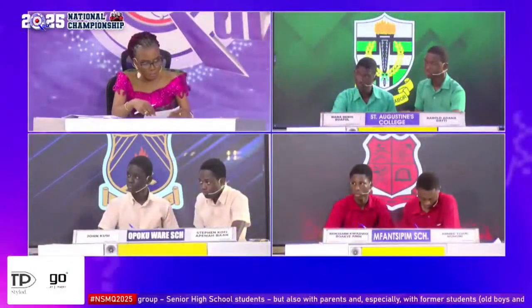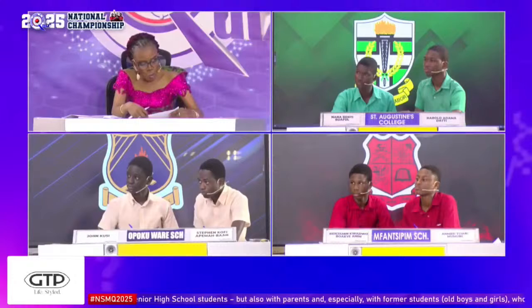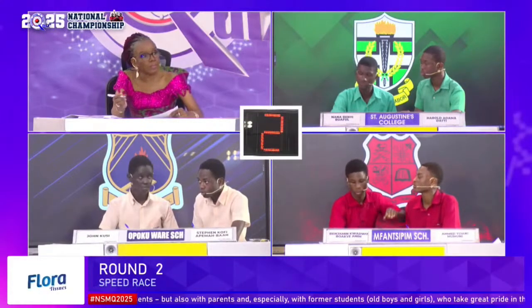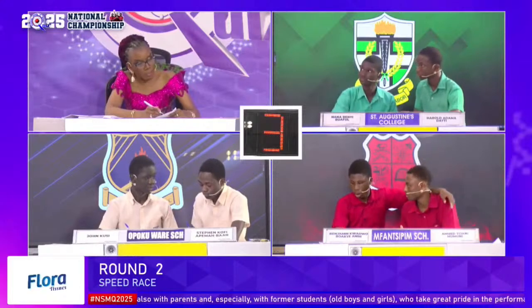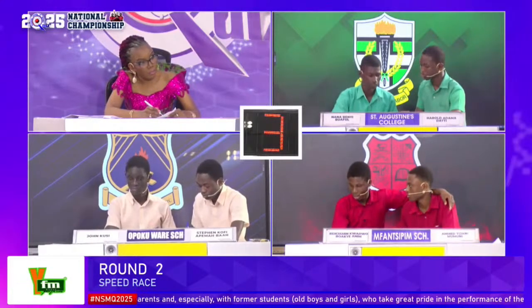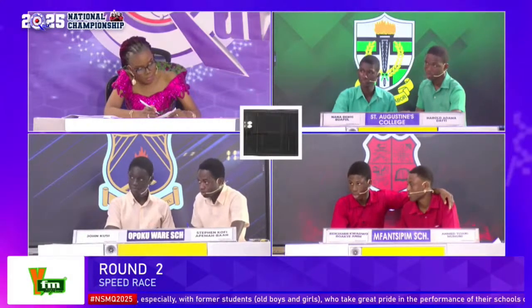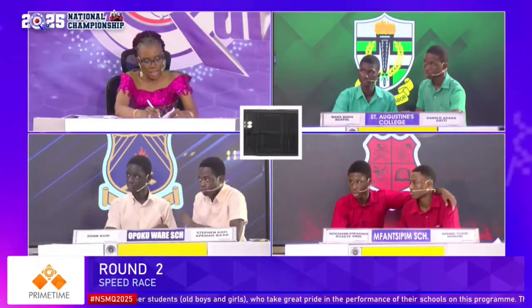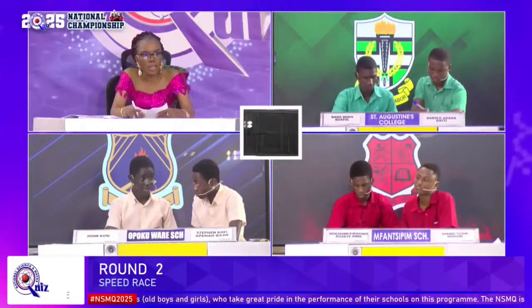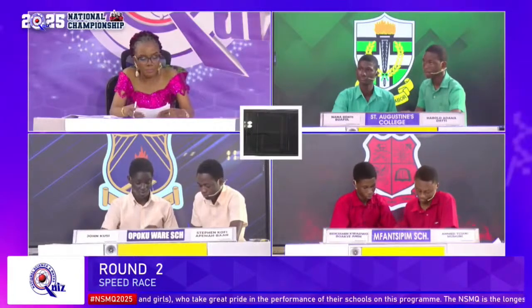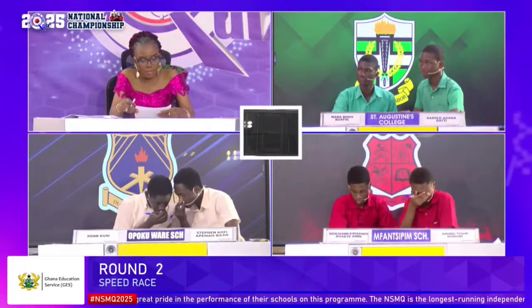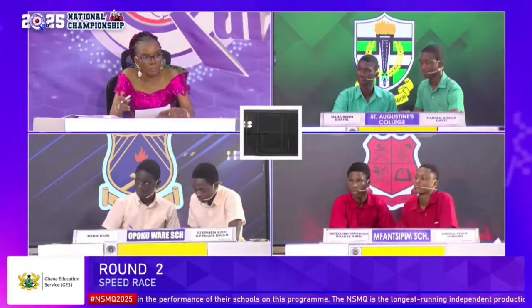First set of questions, 10 seconds each. First one. Name the 2 molecules that combine to produce citric acid. Yes, Mfantsipim. Oxaloacetate and acetyl-CoA. Again? Oxaloacetate and acetyl-CoA. That's right. Next one.